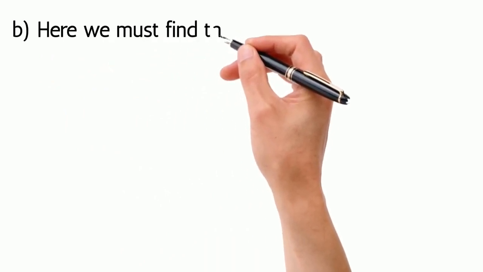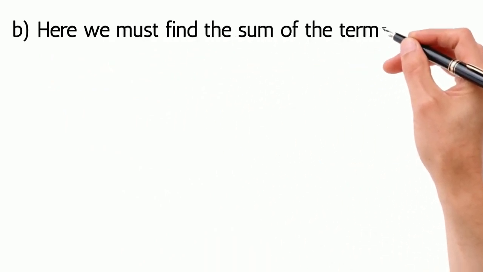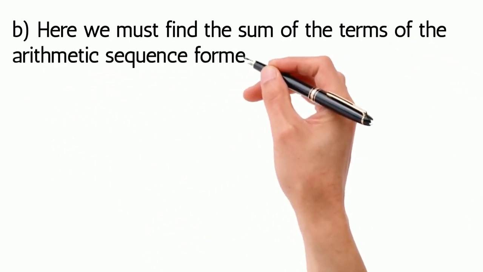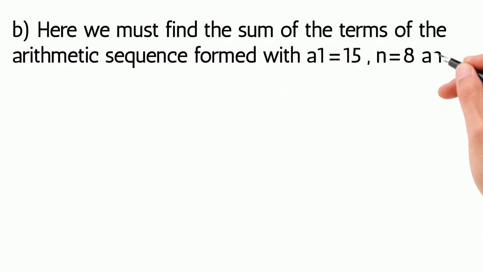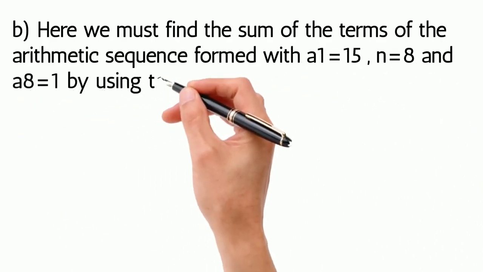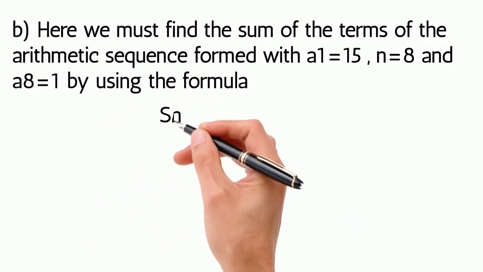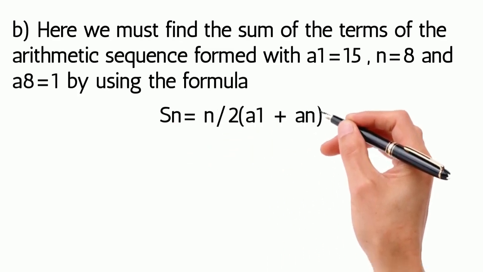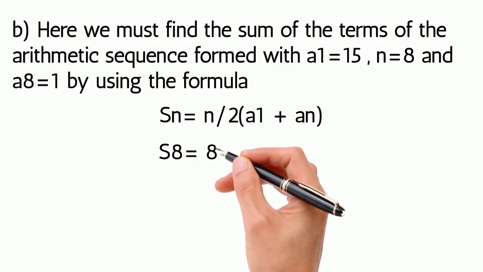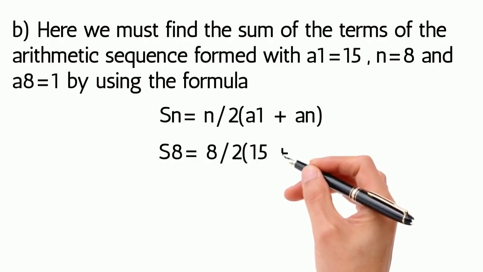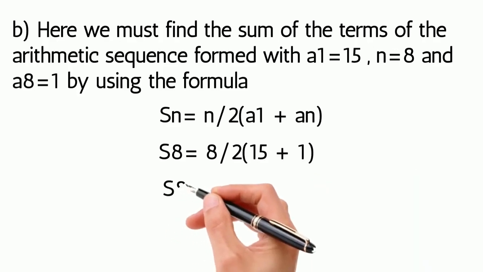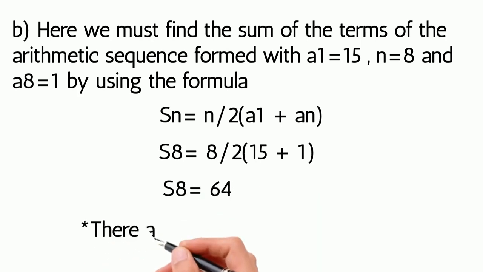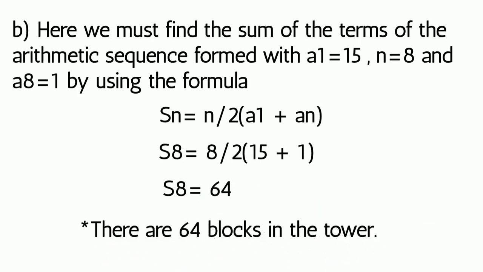So for B, what is the total number of blocks in the tower? Here we must find the sum of the terms of the arithmetic sequence formed with a1 equal to 15, n equal to 8 and a8 equal to 1 from the previous calculation, by using the formula Sn equals n over 2 times (a1 plus an). So we substitute, S8 equals 8 over 2 times (15 plus 1). So we will get S8 equal to 64. There are 64 blocks in the tower.